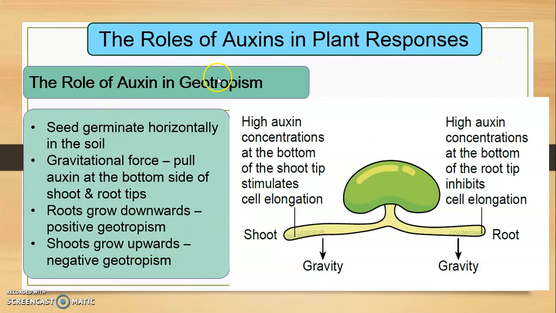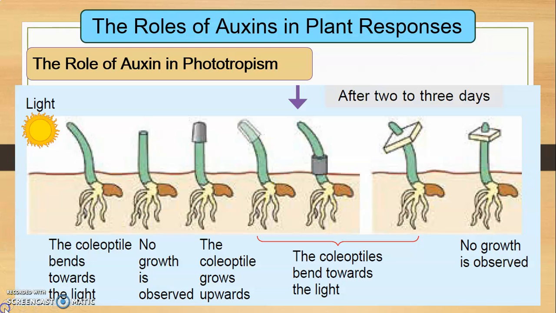Okay, the role of auxin in geotropism. This one I will explain in the next video, because I want you to understand more about the role of auxin in phototropism. Please understand, tolong fahamkan apa yang berlaku for every experiment carried out here. Why the coleoptile is bent, why no growth occurs. For every experiment, make sure you can state the inference beside the experiment.